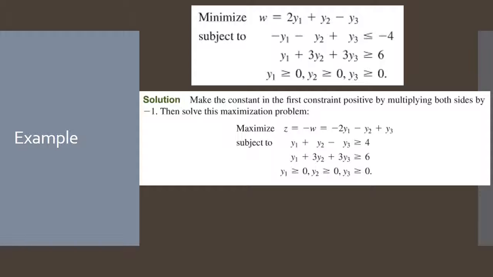Now for our constraints, remember, we want our constant to be positive. So in the first constraint, it's less than or equal to -4. We don't want that. So we're going to multiply both sides by -1. But notice that when we did that, it didn't just change the signs, it changed the inequality symbol from less than or equal to, to greater than or equal to. So those are the two things that you need to keep in mind when we're doing this.